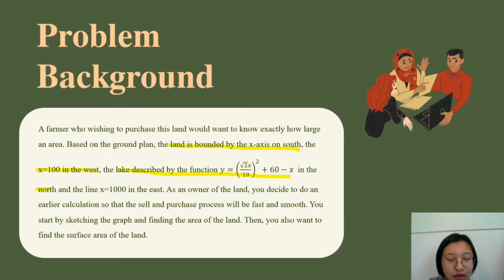Lastly, the line x equal to 1000 in the east. So from this sentence, we get to know where the land is exactly located. So now I will continue with the questions.